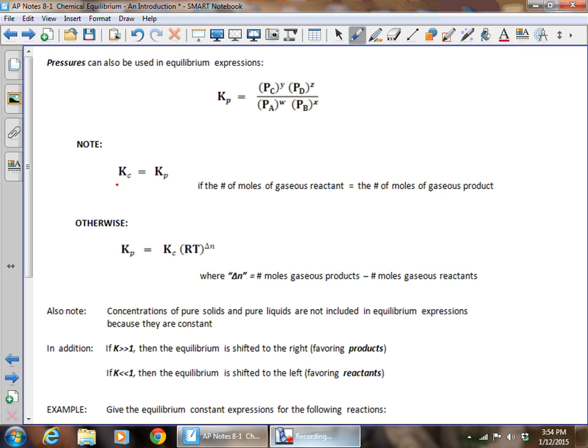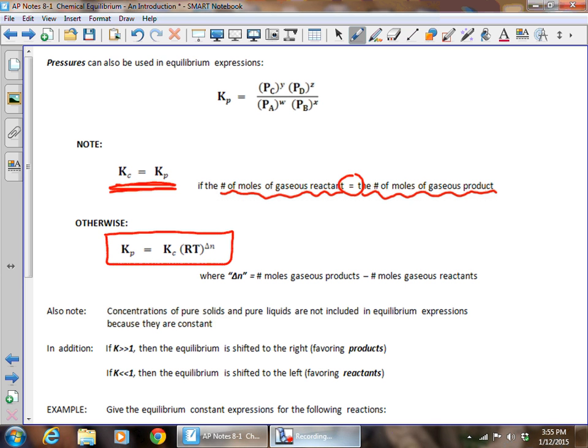Also, when you're trying to relate concentration and pressure, equilibrium constants Kc and Kp are the same if the number of moles of the gaseous reactant and the number of moles of the gaseous product are equal. That is the only time you have Kc equal to Kp. Otherwise, this is the equation you use: Kp is equal to Kc times RT raised to the delta n. And delta n is the number of moles of gaseous product minus the number of moles of gaseous reactant.